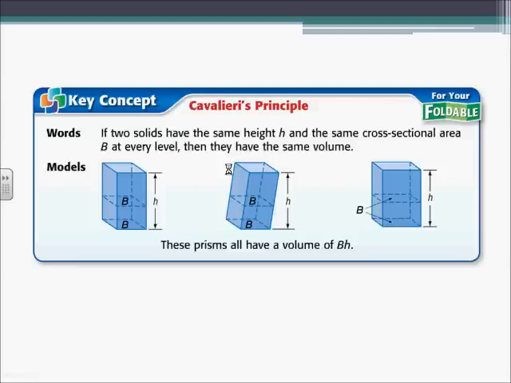Alright, here's Cavalieri's principle. If two solids have the same height and the same cross-sectional area B at every level, then they have the same volume.